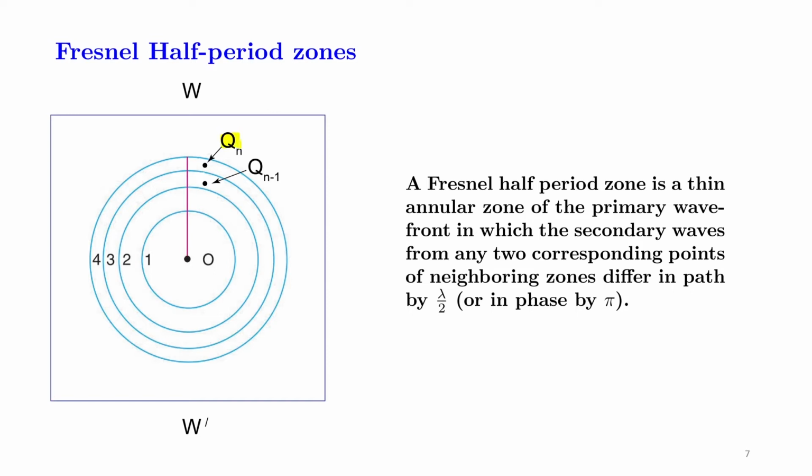Here Qn and Qn-1 are two consecutive points on two neighboring half period zones. Thus, a Fresnel half period zone is a thin annular zone of the primary wavefront in which the secondary waves from any two corresponding points of neighboring zones differ in path by lambda by 2 or in phase by pi.